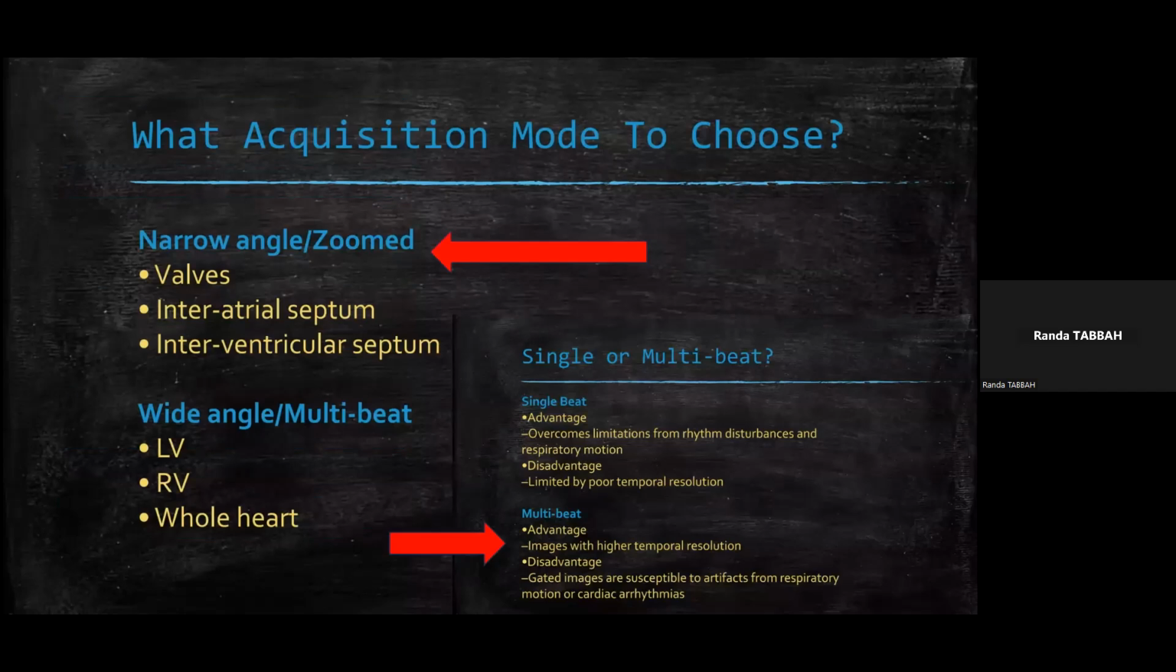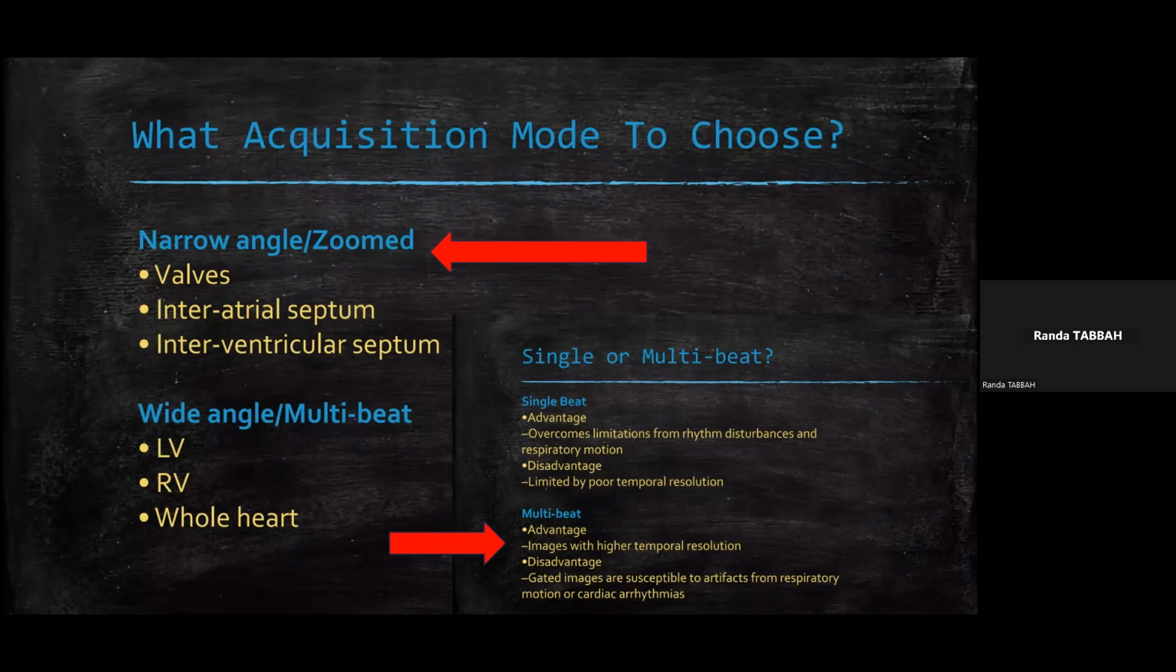So first, how do we choose our image? We use the narrow angle and the zoomed angle when we evaluate valves, interatrial septum issues, and interventricular septum defects. And we use the multi-beat and the single beat when we are evaluating the left ventricle, the right ventricle, the whole heart, and when we evaluate the volume and the ejection fraction of the ventricle. Here it is best to use the multi-beat or the single beat.